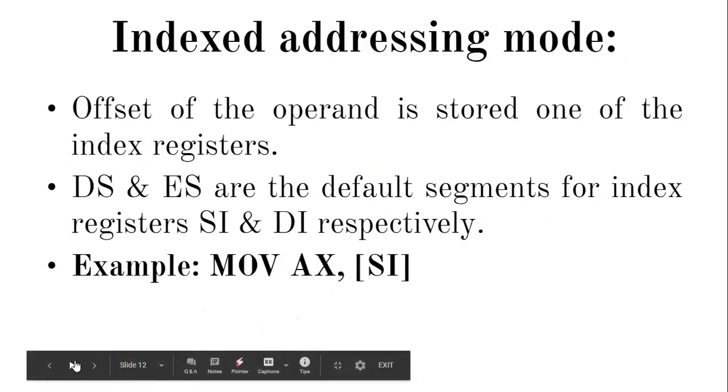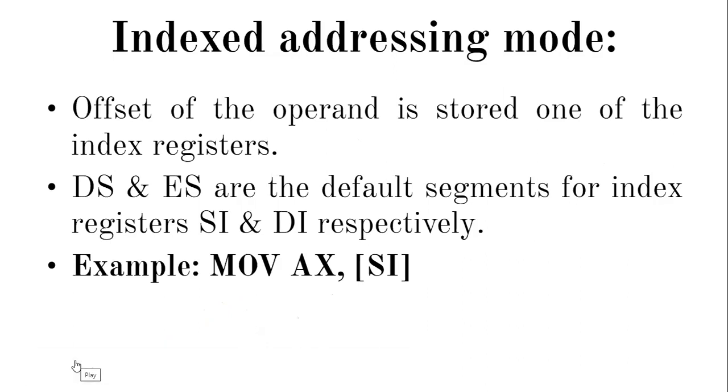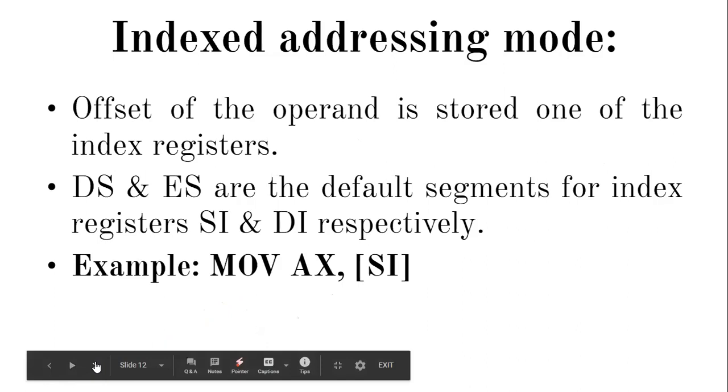Next is indexed addressing mode. In the indexed addressing mode, it is very much similar to the register indirect addressing mode. Here, the register which is used for storing the indirect memory location will be the index register only. So it can be considered as a subtype of the register indirect addressing mode. SI and DI are the two index registers. They are used for storing the indirect address.